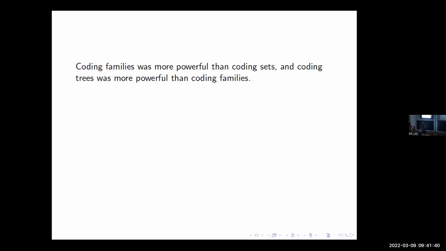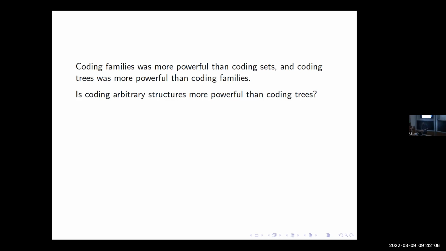Okay, so coding families was more powerful than coding sets. And coding trees is more powerful than coding families, because trees cover families of families and so on. So it's natural to ask, is coding an arbitrary structure more powerful than coding trees? Is there anything that you can code with an arbitrary structure that you couldn't have done by using the coding of a tree?